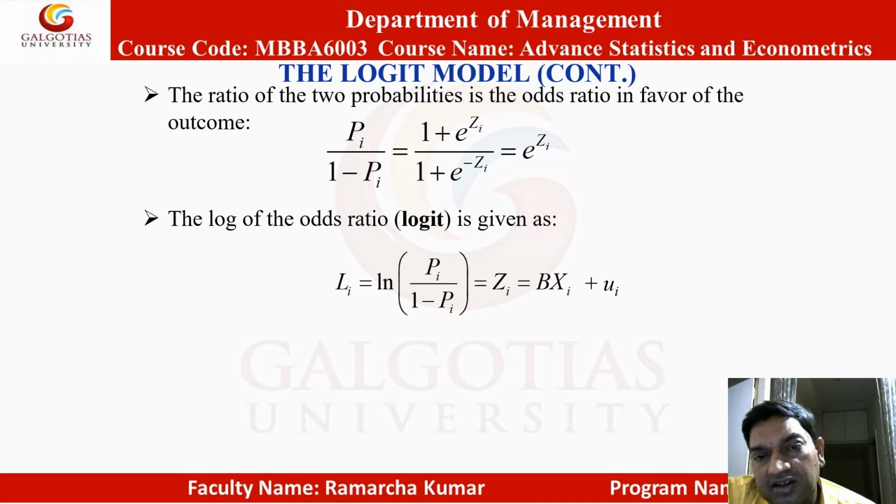Notice that if we take the log of the odds ratio, then we get the same model as the linear probability model, or the classical model in which you have b times xi plus ui. This is how it is related with the classical model.